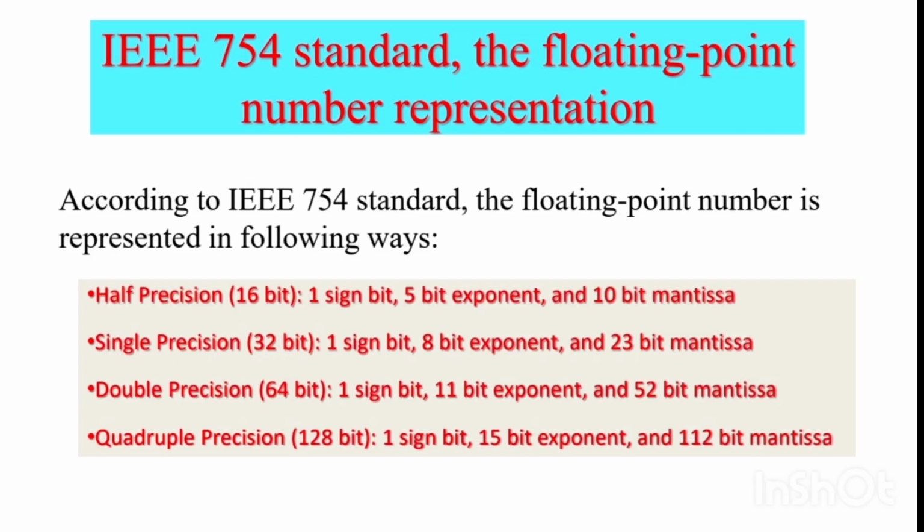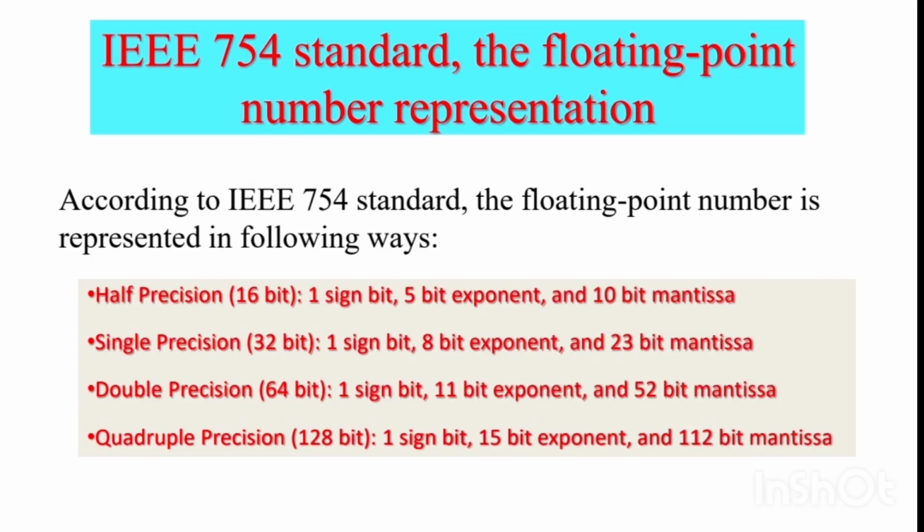There is a standard for representing a floating number, and here we have the IEEE 754 standard for representing floating numbers. According to the IEEE 754 standard, the floating number is represented as follows. Then we have 4 types shown: half precision, single precision, double precision, and quadruple precision. One by one I will explain to you.